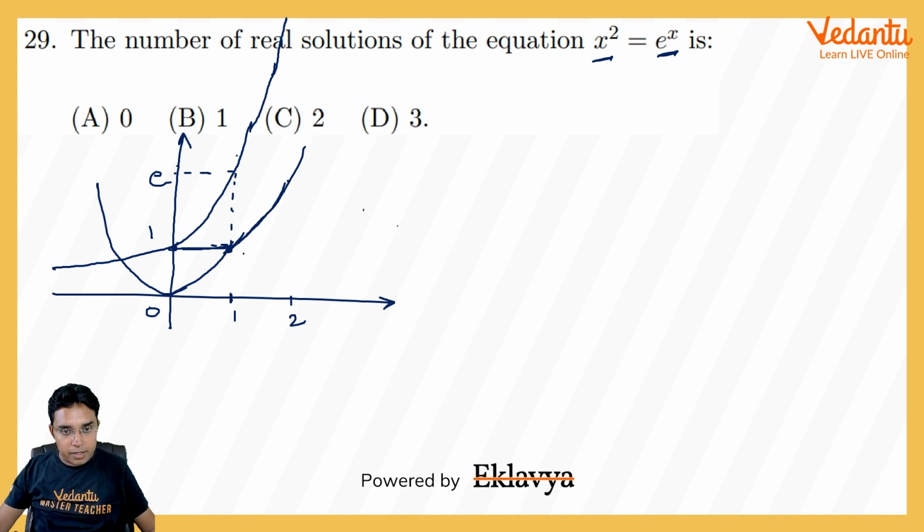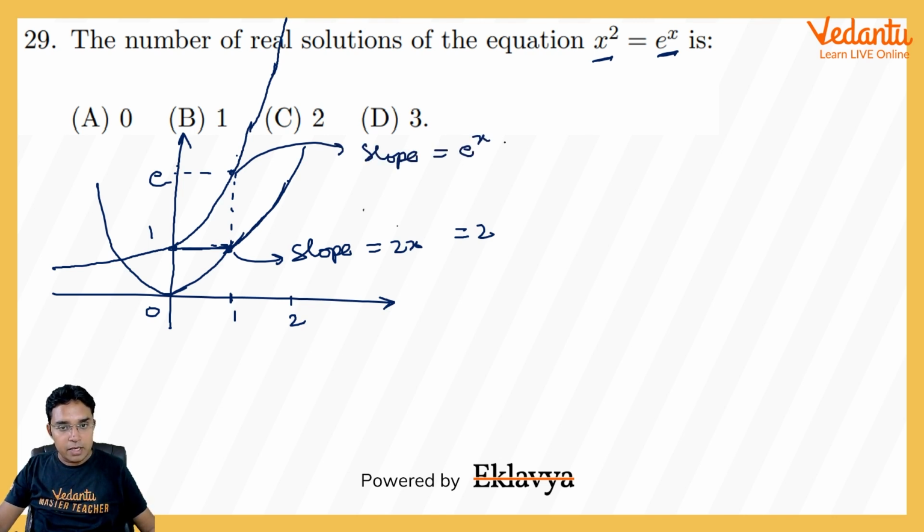Now at this point, if you check slope of this graph is 2x and x is equal to 1, the slope will be 2 only, whereas at this point if you check the slope is e power x, that will be e.